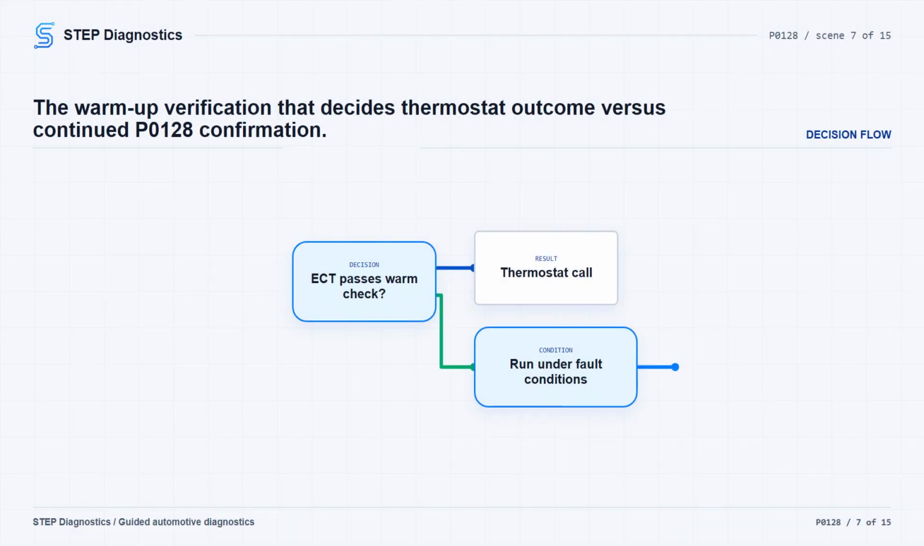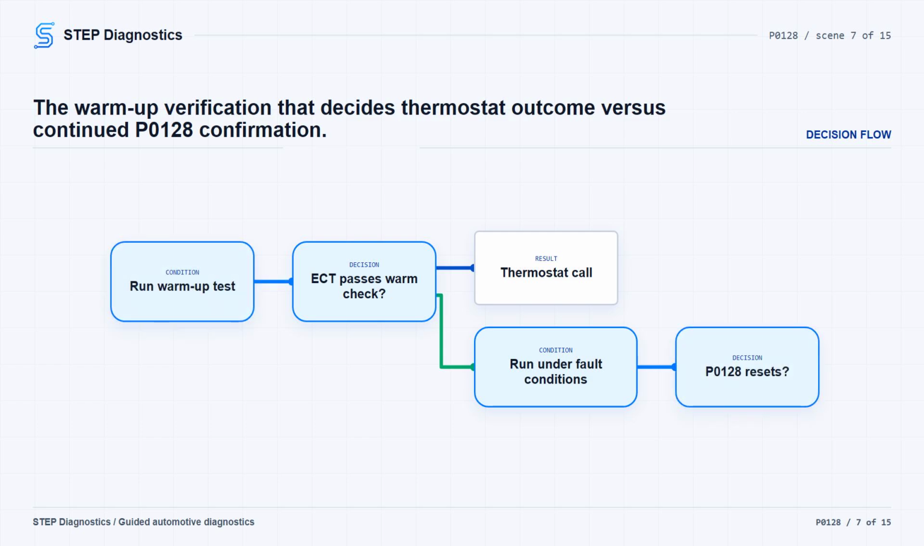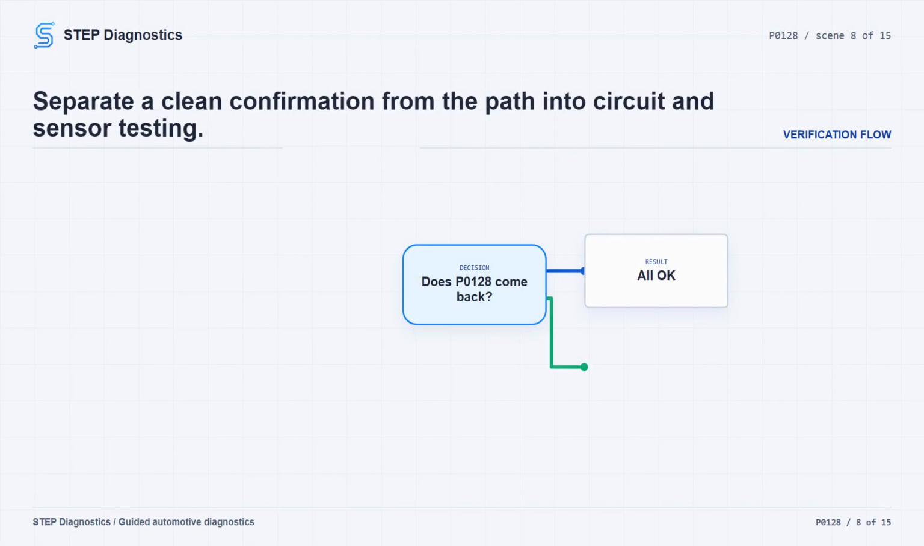Now run the engine for greater than 15 minutes with the air conditioning off, and slowly increase engine speed to 3000 RPM. Watch the scan tool ECT sensor parameter. It needs to be warmer than 80 degrees Celsius, 176 Fahrenheit. If it is not warmer than 80 degrees Celsius, 176 Fahrenheit, the diagnostic outcome is engine coolant thermostat replacement.